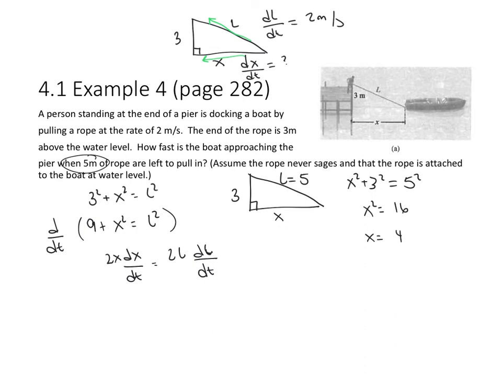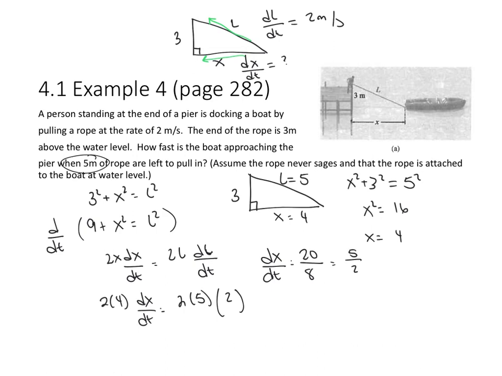So my x is 4. The question is, when my x is 4, what is the rate the boat is changing? Now let's plug in what we know. We have 2 times 4 dx/dt equals 2 times 5 times 2. So my dx/dt is going to be 20 over 8, or 5 over 2, so 2.5 meters per second.